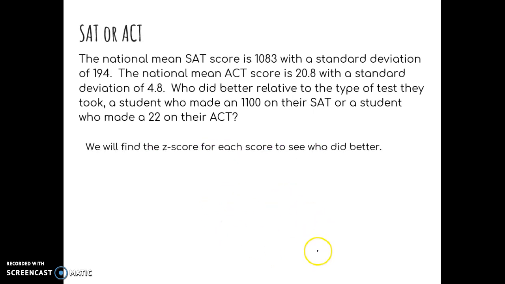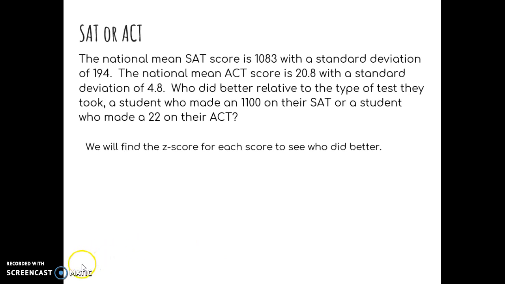So here's an example, SAT or ACT. The national mean SAT score is 1083 with a standard deviation of 194. The national mean ACT score is 20.8 with a standard deviation of 4.8. Who did better relative to the type of test they took? A student who made an 1100 on their SAT or a student who made a 22 on their ACT?